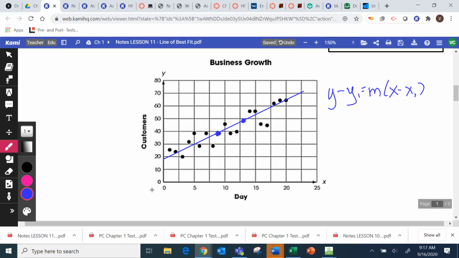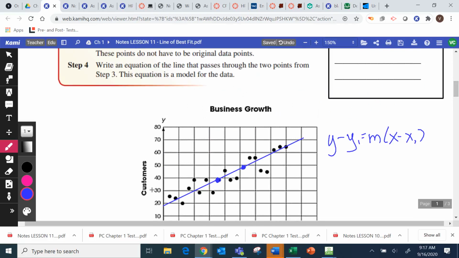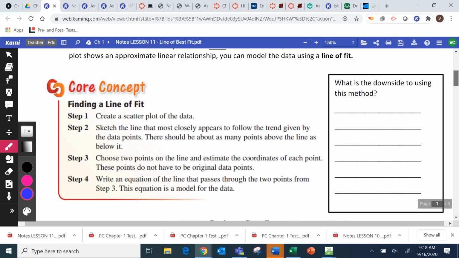So what could be the downside of this method? Or if there's no downside, we'll just do it this way instead of using our technology. What could be a downside? Ari. You're not going to be very precise, are you? It's not very accurate.